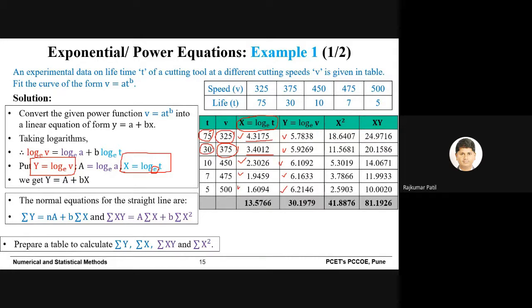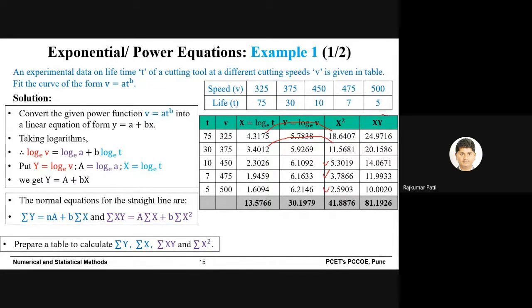Then, once we have calculated capital X and capital Y, we can calculate x square. That process is very simple and you can do it on your own as well. So the square of the first value of x, that is 4.3175 square, will be 18.64007. Similarly, the square of 3.4012 is 11.5681. And similarly, you can calculate the values for the remaining rows.